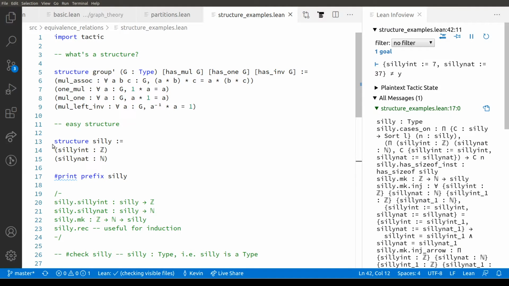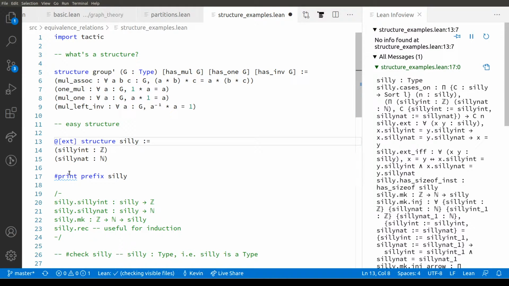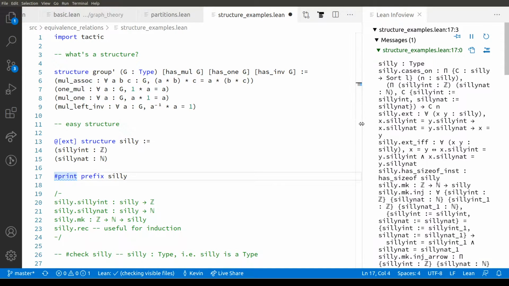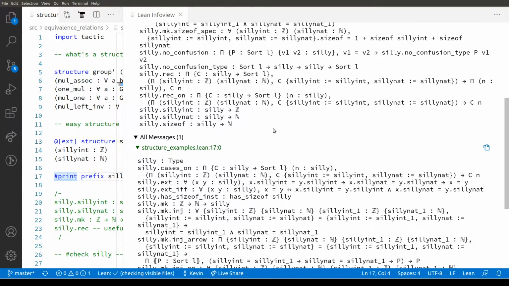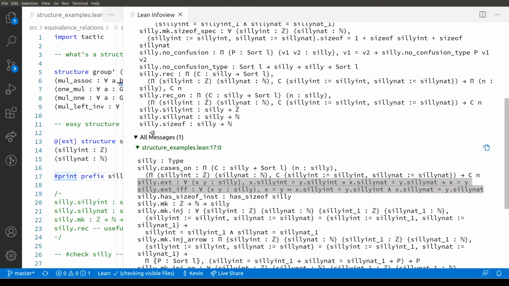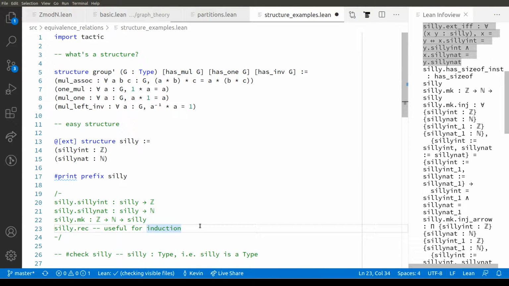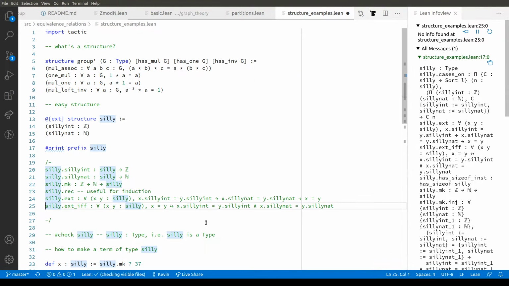But I'm lazy, so let me do this. And now if I tell Lean to make some more useful lemmas for me, I'm rather hoping that there'll be an extensionality lemma. Will there? Oh, there we go. Look, we've got these as well. Let's have a look at these. So these are going to be really useful, right? Because these say practical things about my type.